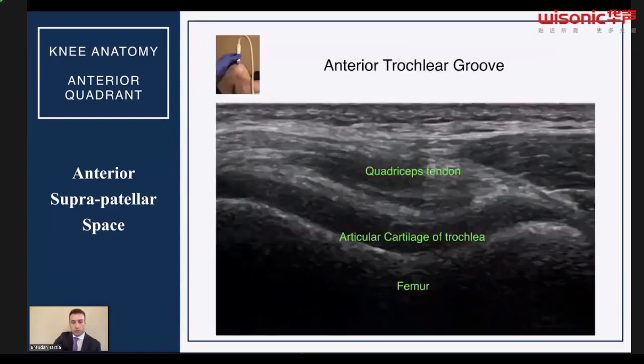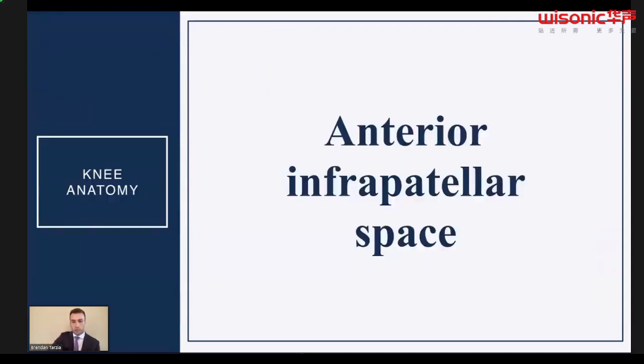When we look at the view here, this is the anterior trochlear groove that we can see. It's also called the sunrise view. You can see the femur, you get a good view of the articular cartilage of the trochlea, and you can see the quadriceps tendon as well. So that's the last one that we're really going to want to see. There are a couple other ones, but these are some of the most important structures you're going to want to see for the superior patellar space.